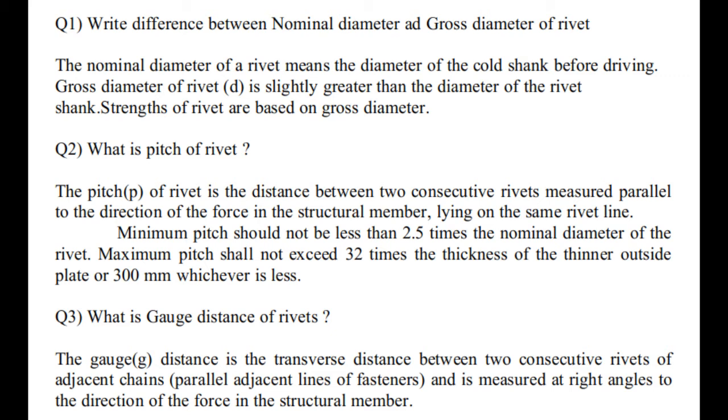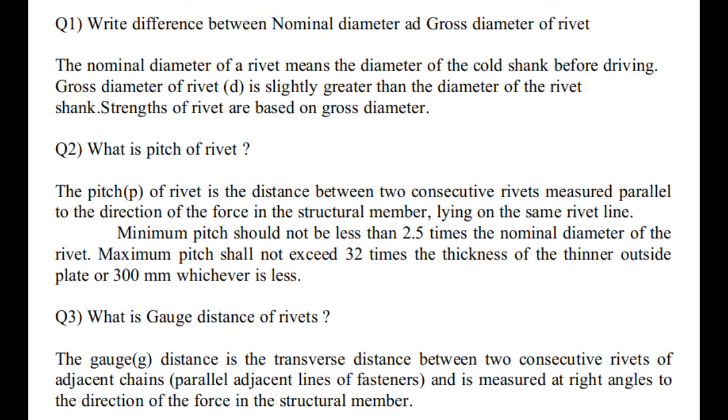Question number 3. What is the gauge distance of rivets? The gauge distance is the transverse distance between two consecutive rivets of adjacent parallel lines of the fasteners, and it is measured at right angle to the direction of the force in the structural member.